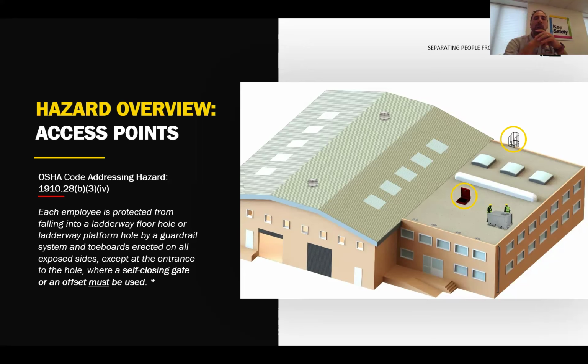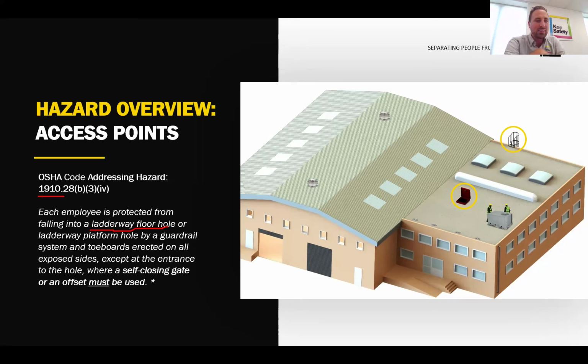Okay, so OSHA is a law and it was written by lawyers, right? I always say OSHA is written by lawyers for lawyers. So it doesn't make sense. They don't use the same kind of layman terminology that we do. So we have some weird terms in here. So let's break it down. It says each employee must be protected from falling into a ladderway floor hole. Well, what is a ladderway floor hole?